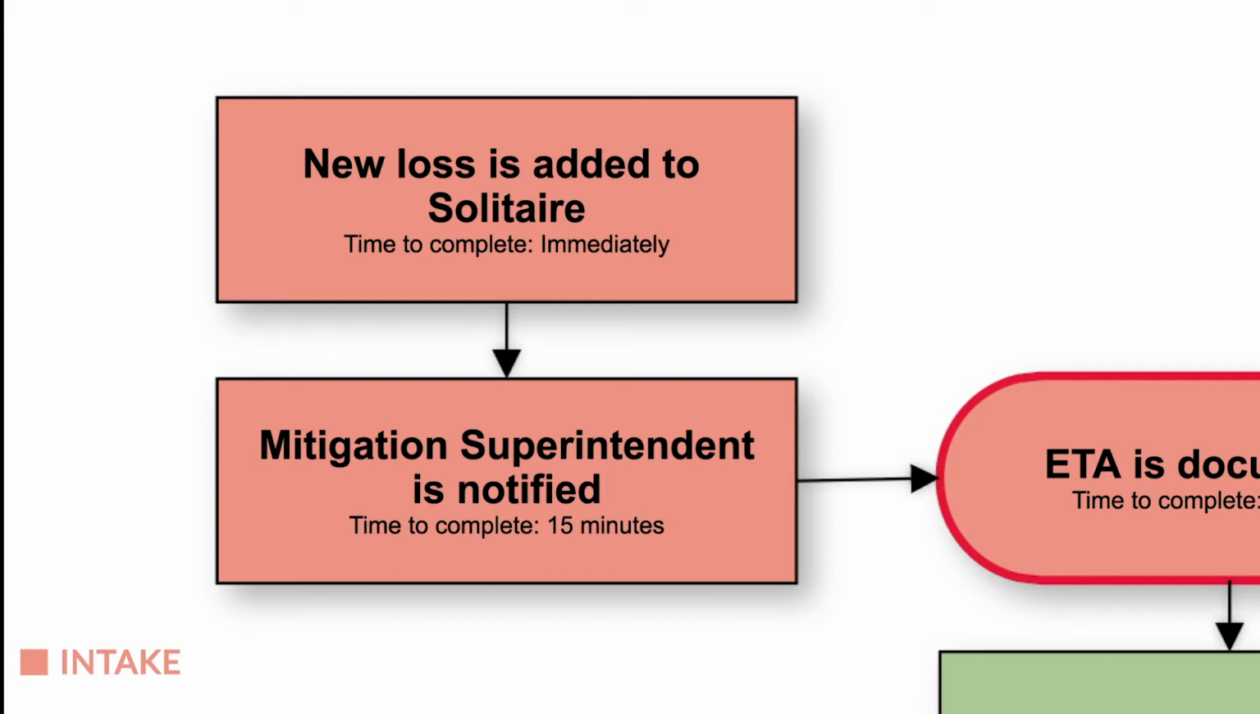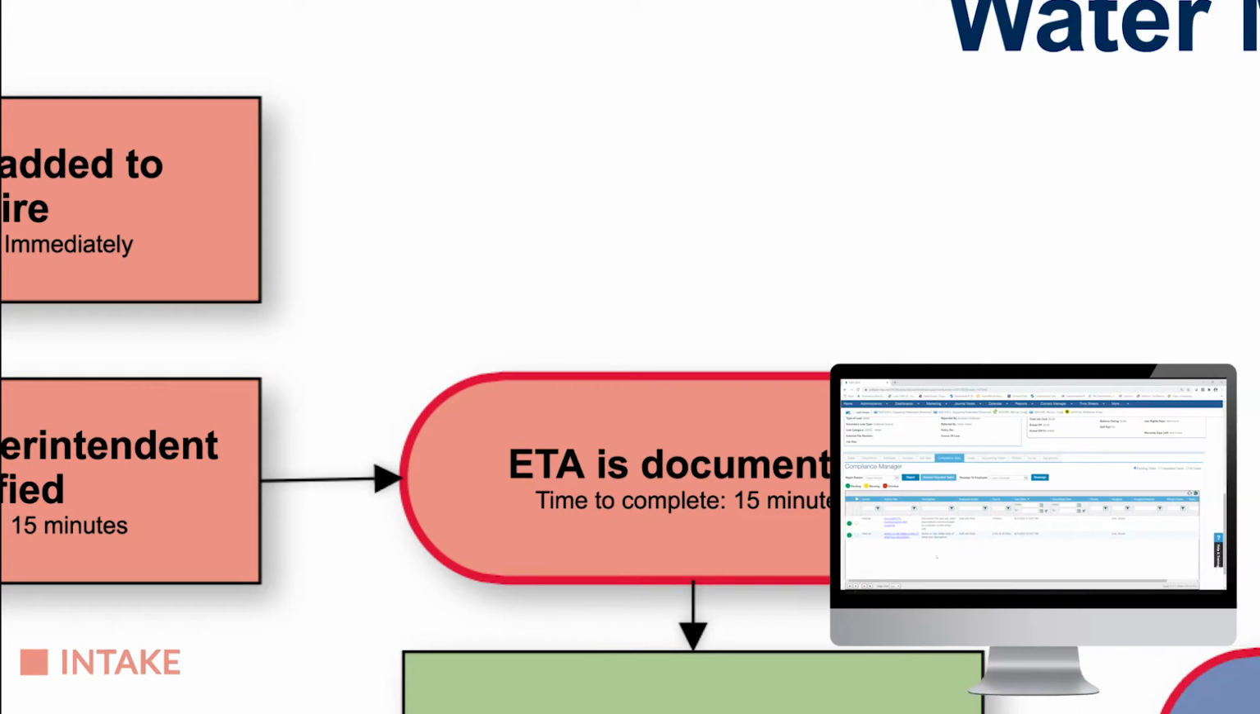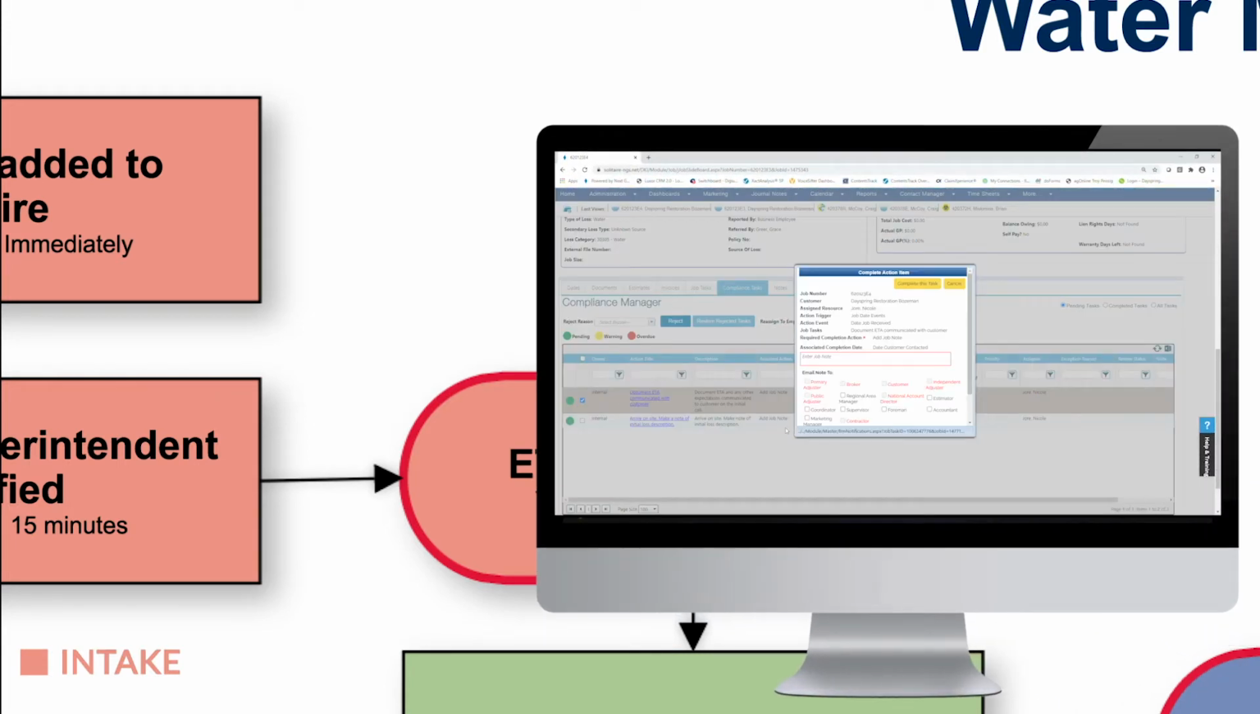Now that the job has been entered into Solitaire and the correct branch has been notified, the intake team will complete the Solitaire compliance task of documenting the ETA that was communicated with the customer. This will trigger to intake as soon as the job is entered into Solitaire. During the initial call, an expectation of ETA should be communicated with the customer. This task must be completed by making a note of the estimated arrival time or any other expectation that was communicated to the customer on the initial call. This task should be completed within 15 minutes after notifying the mitigation superintendent.